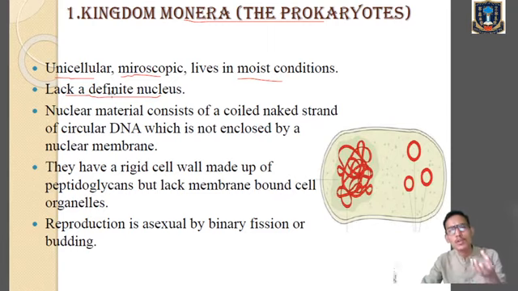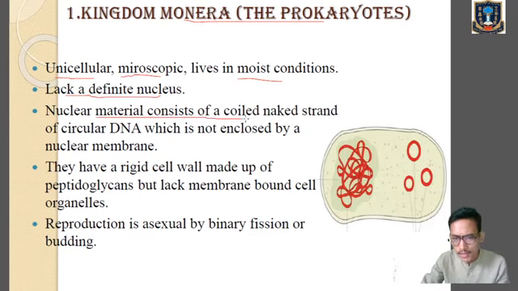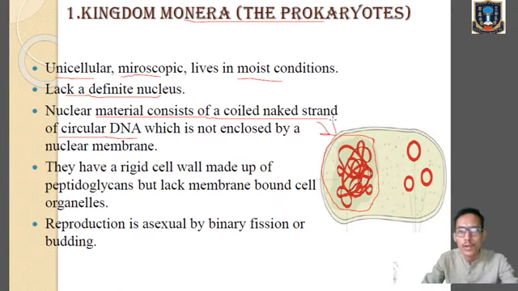So where do we find the nuclear material? Where do we find the chromosomes in Monerans? In Monerans, the nuclear material consists of a coiled naked strand of circular DNA. What does that mean? There is no nuclear membrane. So over here you can see the coiled naked circular DNA, which is mainly present in Monerans because it is not surrounded by a nuclear membrane.